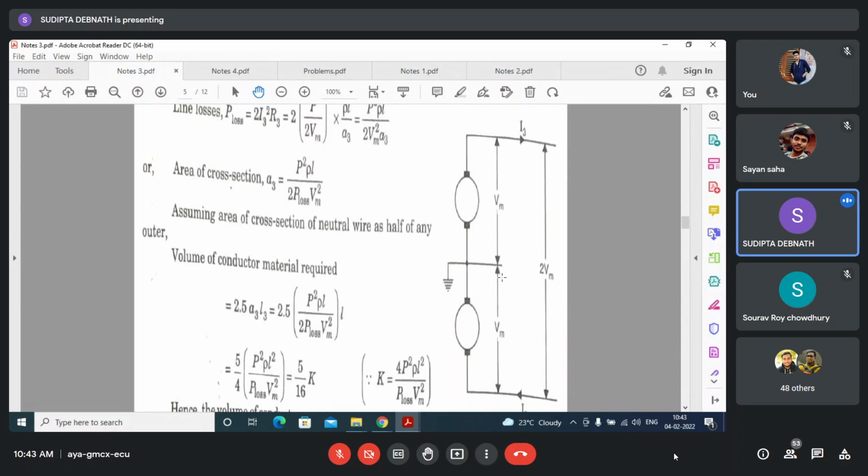So in the neutral, how to consider? No current is flowing. But we cannot say that no current is flowing, so zero cross-sectional area. That is not possible because no wire is provided. Generally, the current in the neutral wire is not exactly zero, but it is very less compared to the outer conductors. These conductors are called outer conductors. So as the current in the neutral wire is much less compared to the outer conductors, the cross-sectional area considered is only half of the outer conductors.